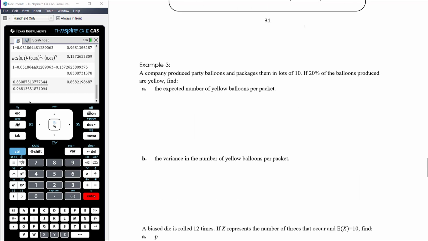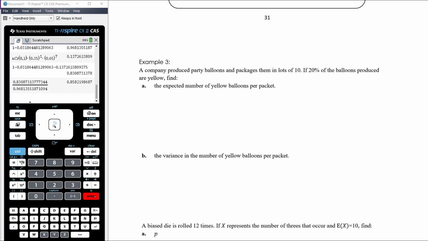Okay, so let's just have a look at using those. A company produces party balloons and packages them in lots of 10. If 20% of the balloons produced are yellow, find... Okay, so let's have Y be the number of yellow balloons in a packet. Y is a binomially distributed variable. The balloon is either yellow or not yellow, and 20% of all the balloons produced are yellow, so the probability of a balloon being yellow is 20%.